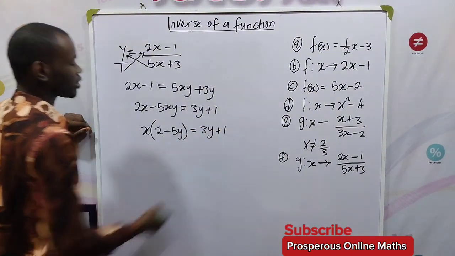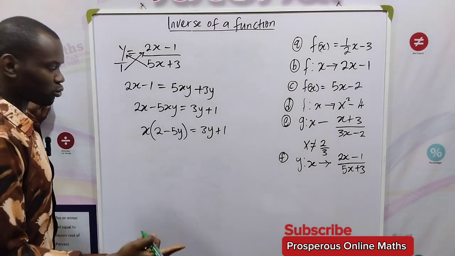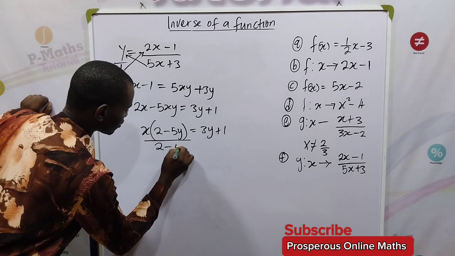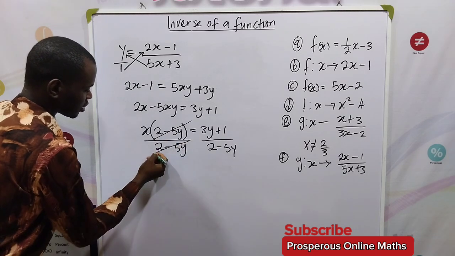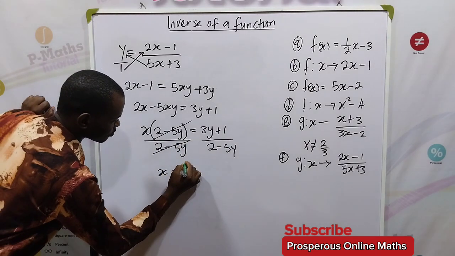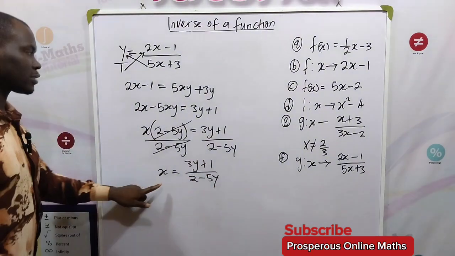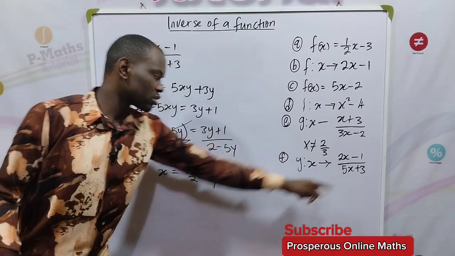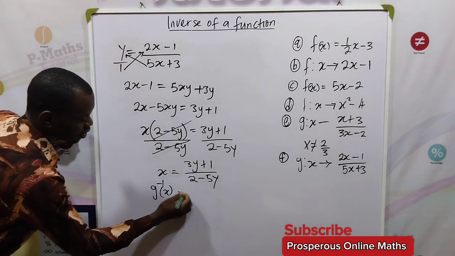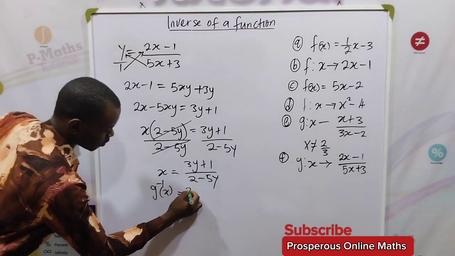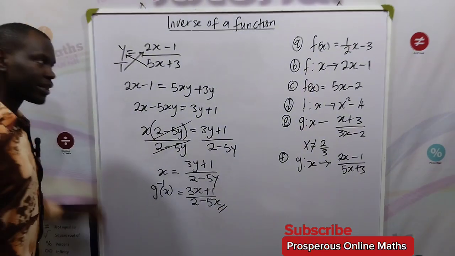Equals 3y plus 1. Now we have to divide both sides by this bracket so that we can eliminate it and x will stay alone. So we say divided by 2 minus 5y, 2 minus 5y. So this cancels this. I have x to be equal to 3y plus 1 all over 2 minus 5y. Since we are looking for the inverse of this function, I am now going to write it as g inverse of x equals, anywhere you have y, put x, 3x plus 1 all over 2 minus 5x. And that is the solution.